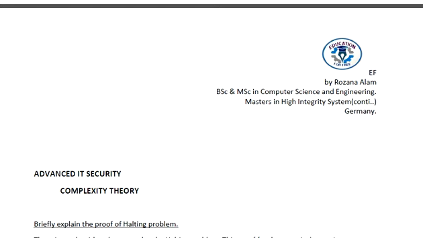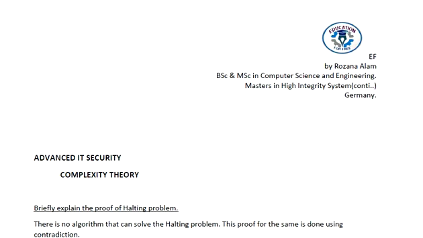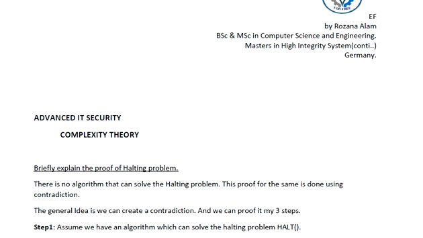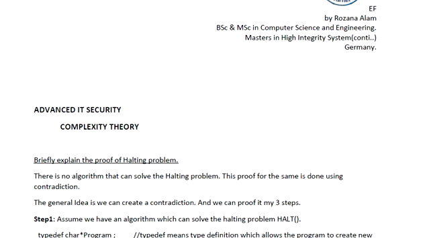Today we are going to discuss complexity theory. The topic of today is halting problem undecidability. How can I prove it? In my previous video I already explained what the halting problem is, and we know that the halting problem is undecidable. The question is, how can I prove it?